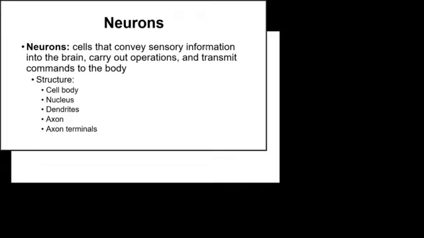So we'll start with talking about the cell body and the nucleus and the dendrites and the axon and the terminals and all of those things, and then a little bit about how each of those work and what they do.